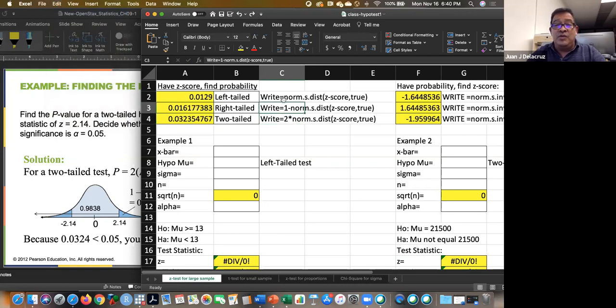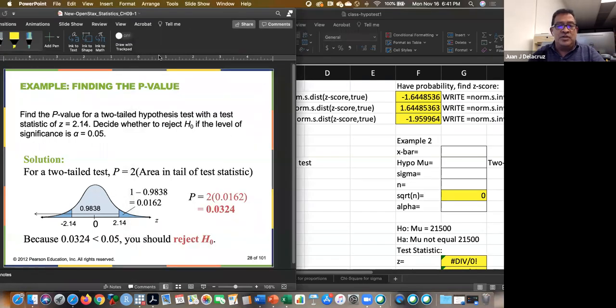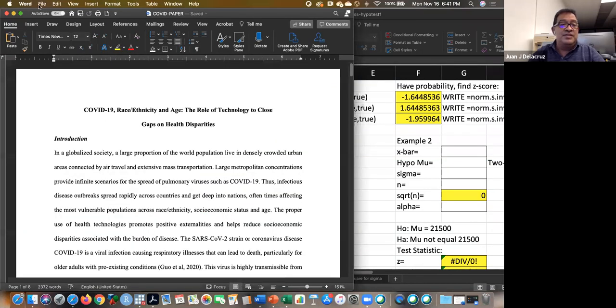So here we are going to do 1 minus the NORM.S.DIST of the C-score, with the true argument. For the left tail test, remember, this is always a negative C-score. For the right tail test, this is going to be a positive score, but we are going to be subtracting from 1, because remember, if we have this, let me open something different, a new document.